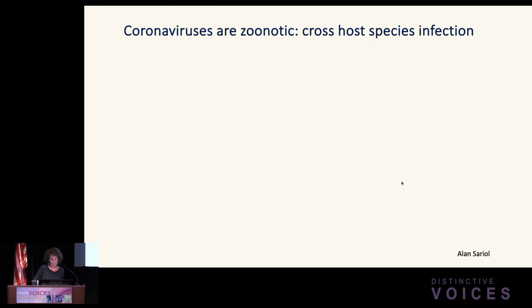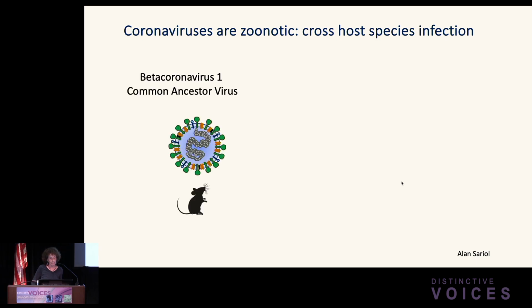This is something that my lab studies a lot, but I'm not going to talk about it too much, just to say that this is what differentiates the different genera, subgenera of coronaviruses. Okay, so coronaviruses are zoonotic. That means they cross host species infection. I'm going to give a couple of examples.